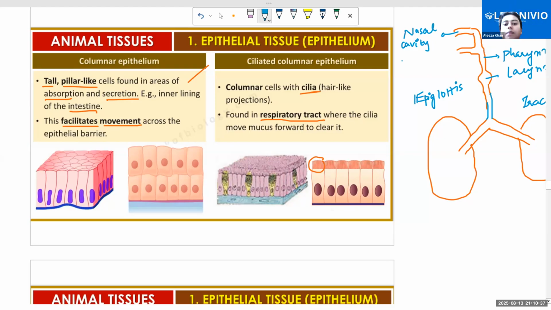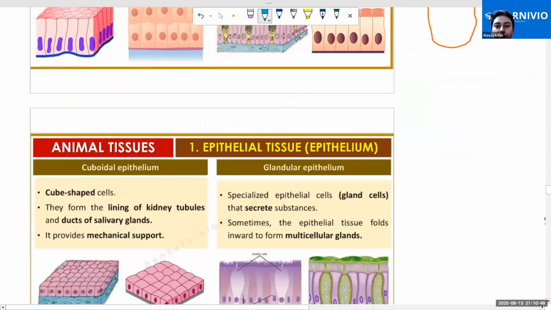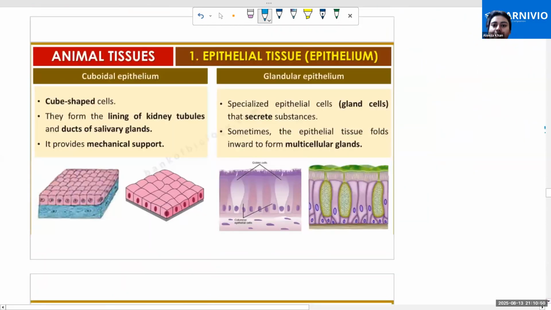Okay. Now coming on to the, we have done about the columnar. Now we'll be talking about the cuboidal. Cuboidal and glandular. So cuboidal are cube shaped. If you can observe this, although the shape is cuboid, the layer is of cube shaped cells.